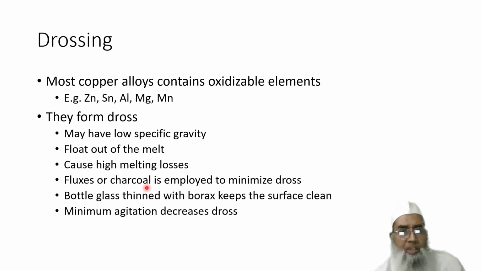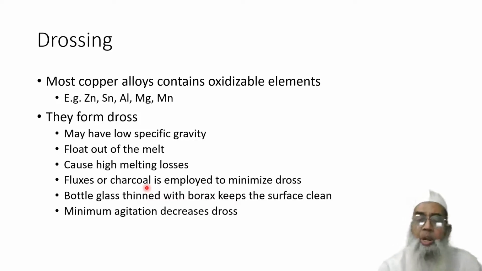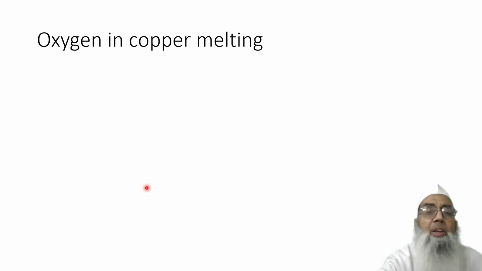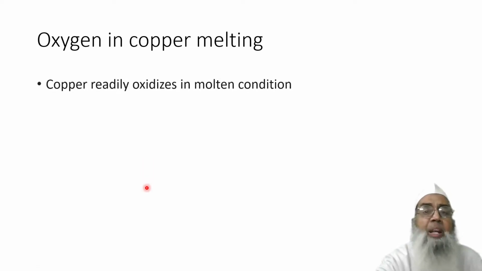Fluxes or charcoal are employed to minimize this dross. Bottle glass thinned with borax keeps the surface clean. Minimum agitation decreases dross. More agitation will give more chance to oxidize, and therefore minimizing this agitation will of course reduce dross.